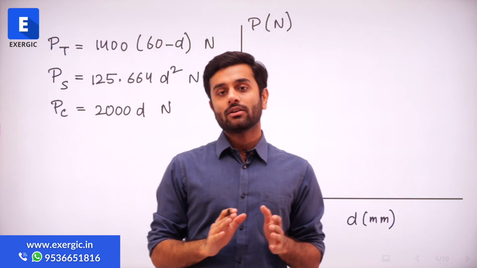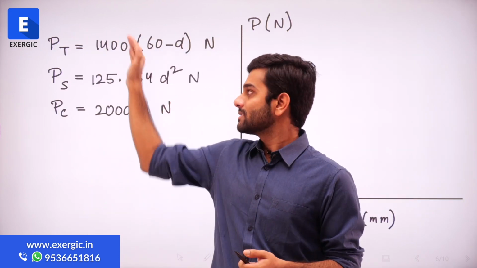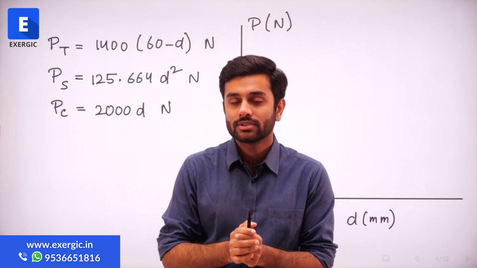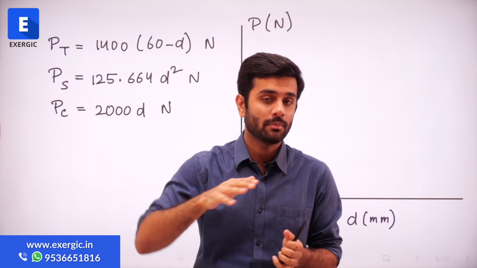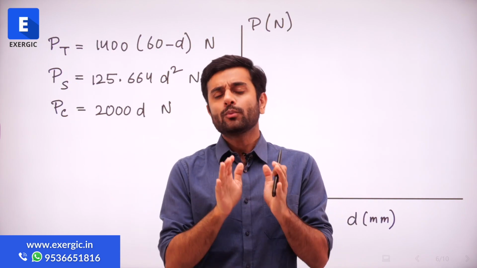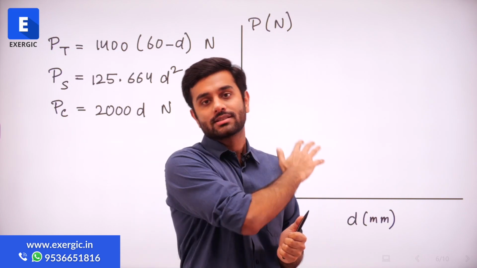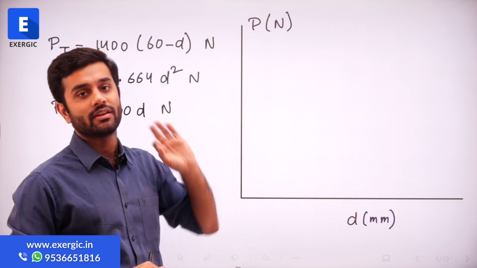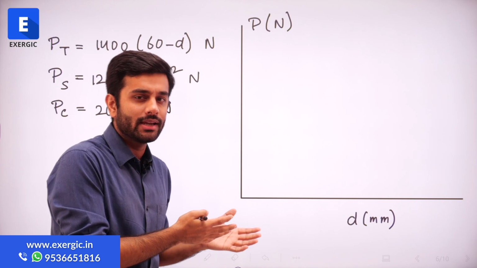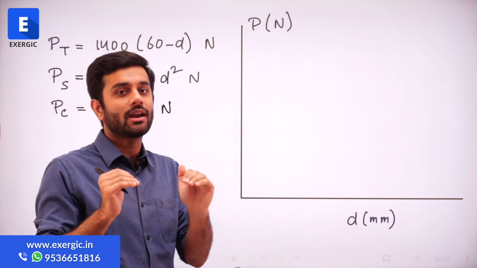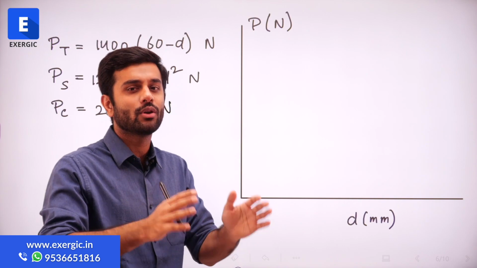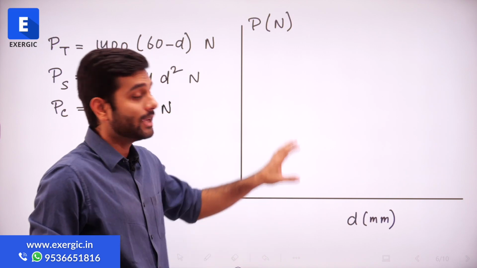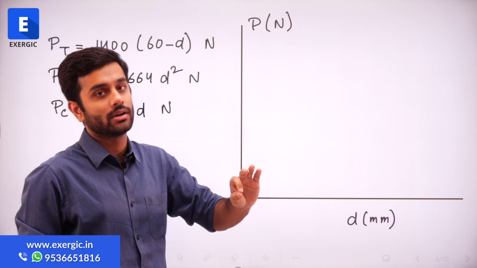So up to this point, all we have is these three expressions, and we need to find out the value of D for which P will be maximum. Let us try to plot these three expressions on this graph. In this graph, we have diameter D on the x-axis, and on this axis, we have P. Why are we plotting it? We are not going to understand that right now, but in the next few minutes you will automatically realize, and I will also explain why we did that and why this step is extremely important.